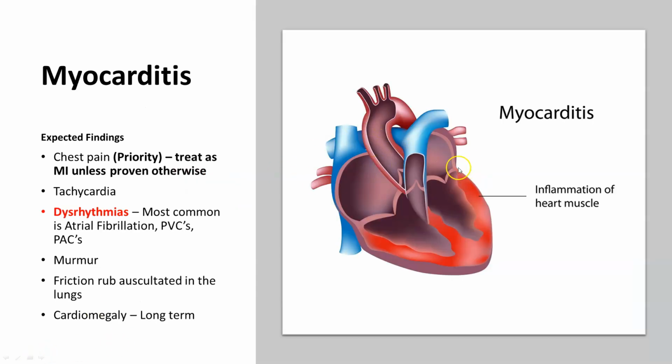With myocarditis, we can clearly see the inflammation of the heart muscle in the picture to the right. Notice that the signs and symptoms are pretty straightforward. Chest pain, tachycardia, dysrhythmias, murmurs, friction rubs, cardiomegaly. If you do have a friction rub, we're probably thinking along the lines of something more than just myocarditis, but we won't know until we actually do some further investigation.